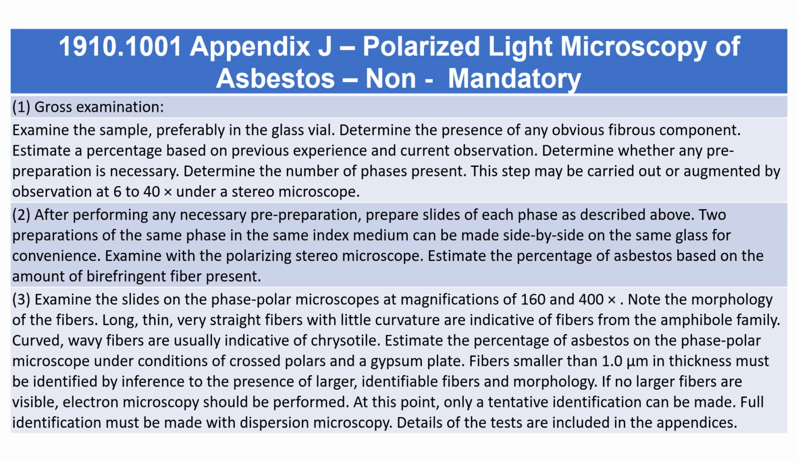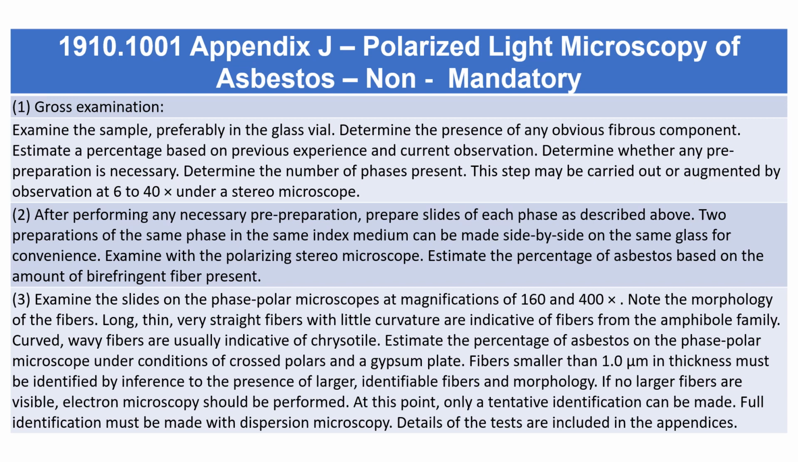2. After performing any necessary pre-preparation, prepare slides of each phase as described above. 2 preparations of the same phase in the same index medium can be made side by side on the same glass for convenience. Examine with the polarizing stereo microscope. Estimate the percentage of asbestos based on the amount of birefringent fiber present.